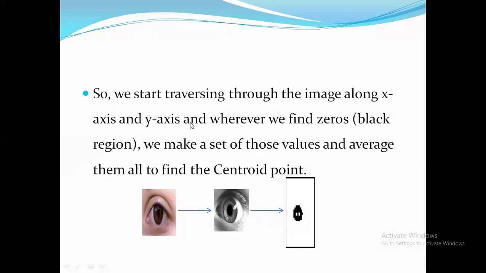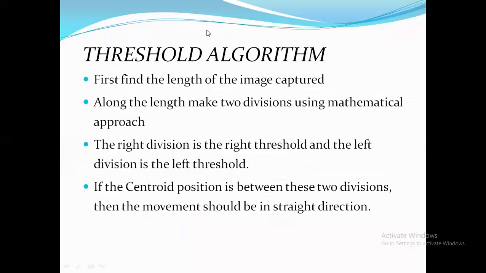So next, we are taking a graph, looking parallel to the real world, taking a graph mathematically. We traverse through the x and y axis of the binary image of the eye. Then we make a set of those values and average them all to find the centroid. Wherever we find zeros, the black region, we make a set of those values and average them into the centroid point. We take the black part as the centroid point. So this is the thing.